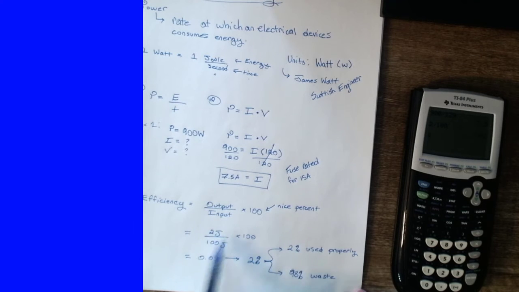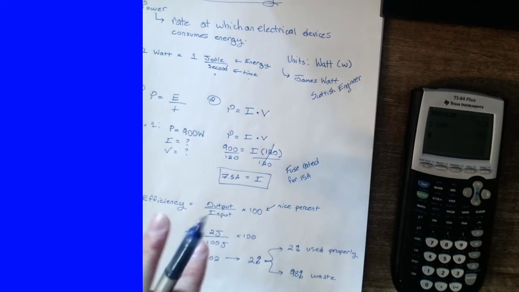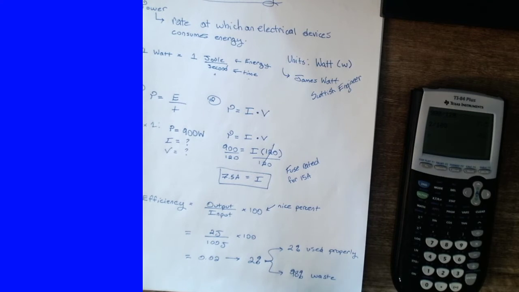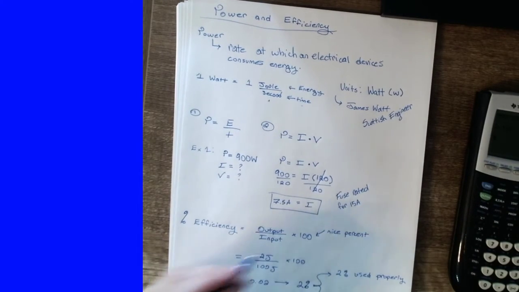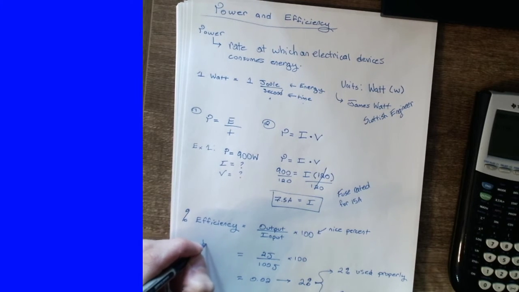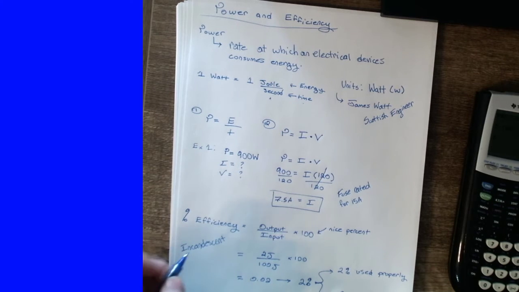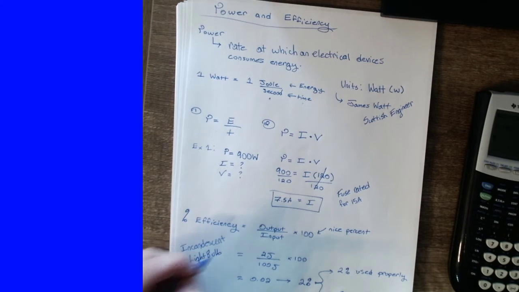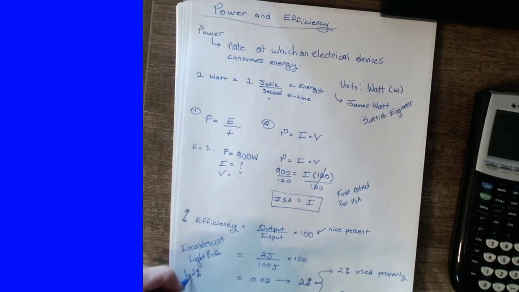So it's not that the other 98 joules disappear. That would violate conservation of energy. It's that those 98 joules in this example very simply were converted into something that they shouldn't have been converted into, or they weren't designed to be converted into. And I'm kind of leading up to this, but this would actually be the percent efficiency of an incandescent light bulb. So an incandescent light bulb has a 2% efficiency. Roughly.